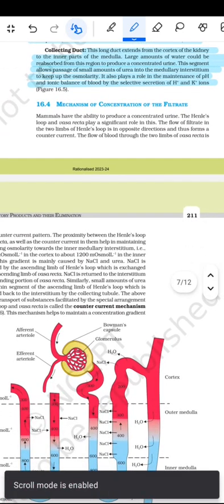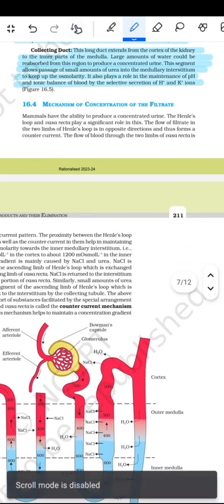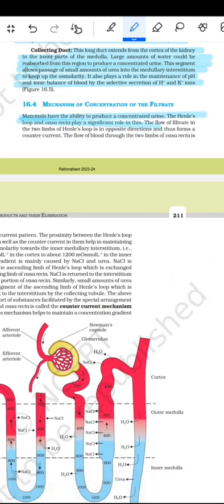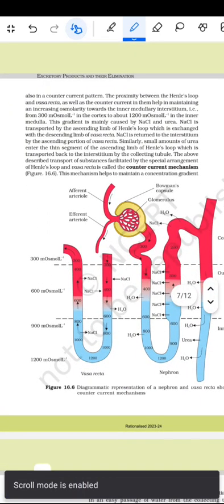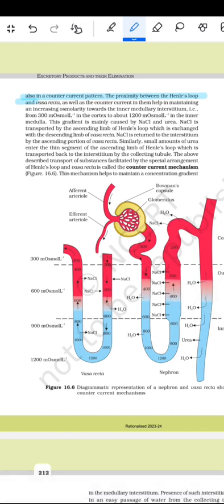So, the mechanism of concentration of the filtrate. Mammals have the ability to produce a concentrated urine. The Henle's loop and the vasa recta play a significant role in this. The flow of the filtrate in the two limbs of the Henle's loop is in opposite directions and thus forms a counter current. The flow of the blood through the two limbs of the vasa recta is also in a counter current pattern. The proximity between the Henle's loop and the vasa recta equalizes the counter current in them.